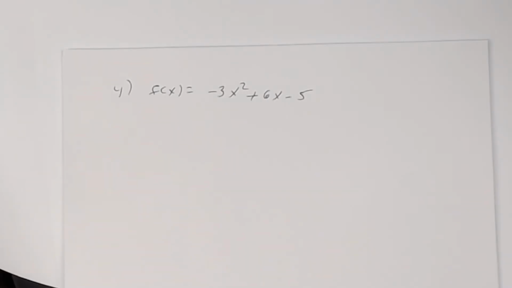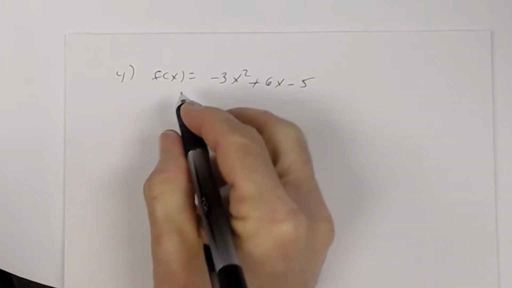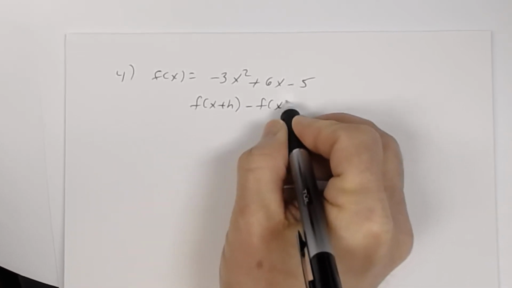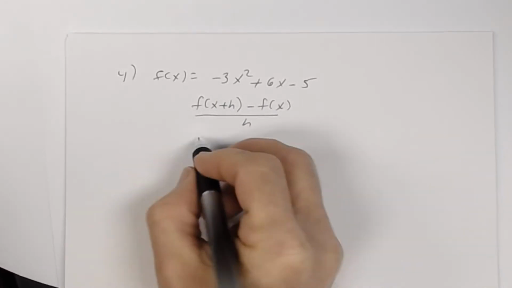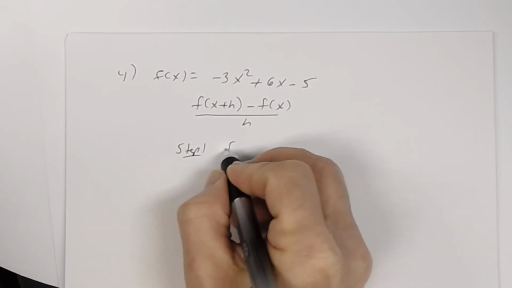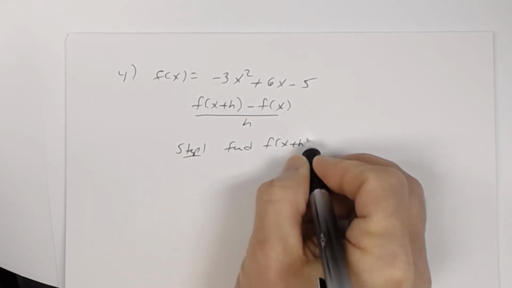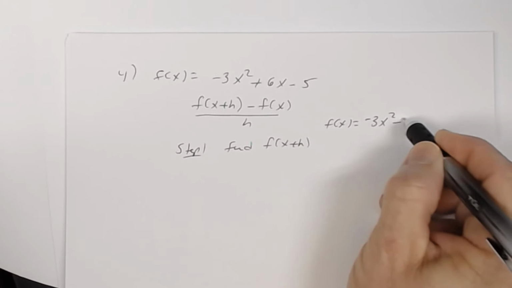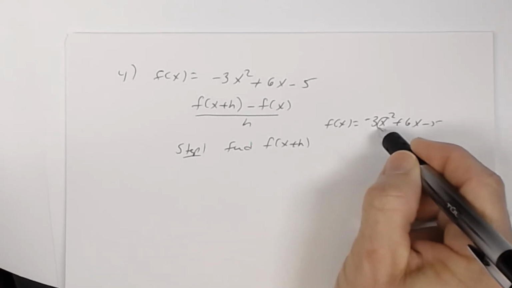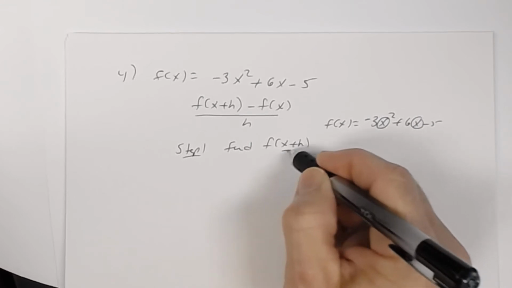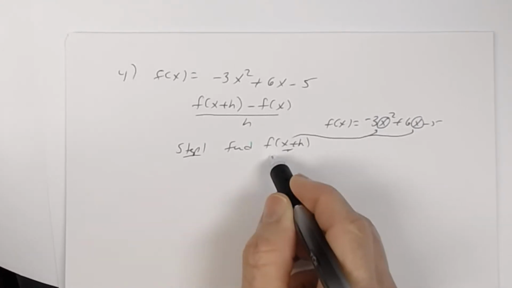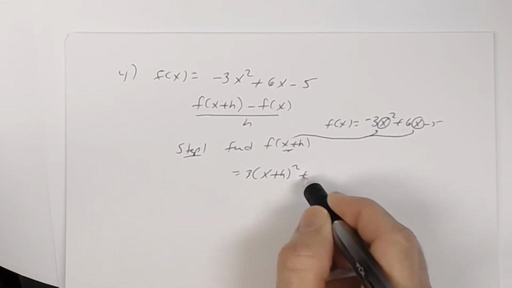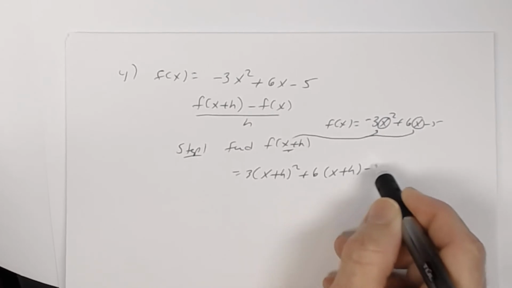So we know there's quite a bit of work to do to find the difference quotient, but you do it in steps. If you want to find the difference quotient, which is f of x plus h minus f of x, all divided by h, you do it in steps. So step 1, let's go ahead and find f of x plus h. Remember what that means. Let me rewrite the function. So here's my function, negative 3x squared plus 6x minus 5. Wherever we see the variable x, I'm going to substitute x plus h. So this becomes negative 3 times x plus h squared plus 6 times x plus h minus 5.